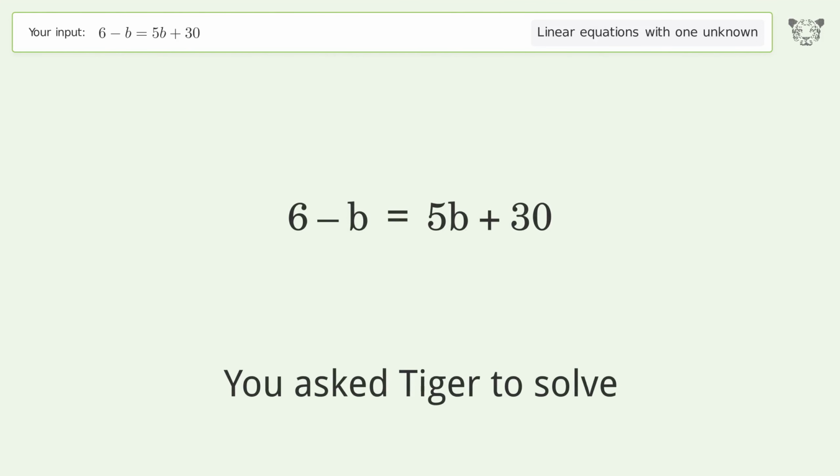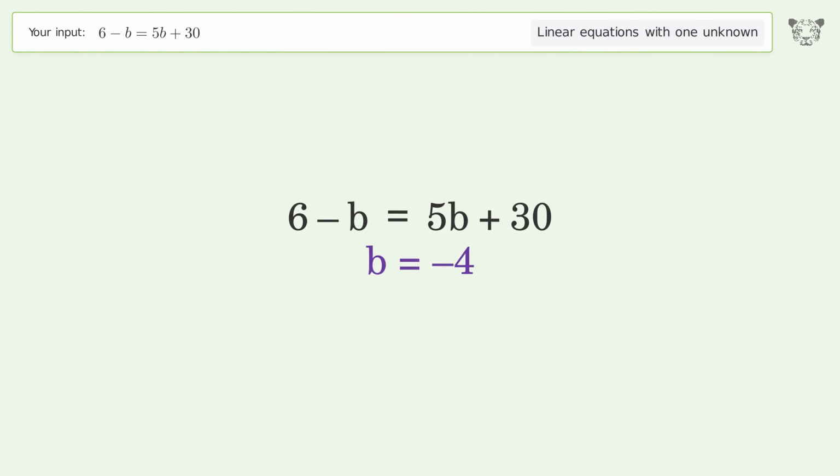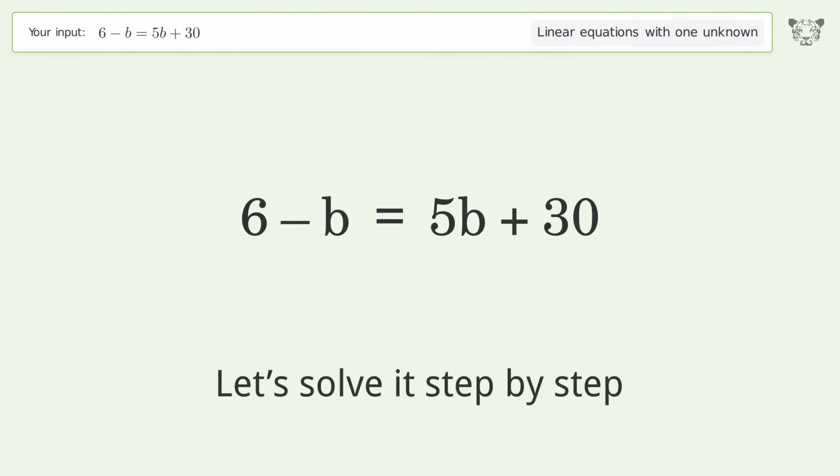You ask Tiger to solve. This deals with linear equations with one unknown. The final result is b equals -4. Let's solve it step by step.